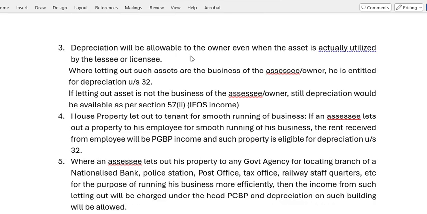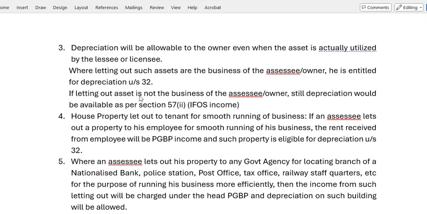Depreciation will be allowed to the owner even when the asset is actually utilized by a lessee or licensee. The asset may be used by a lessee or maybe a licensee, even then the depreciation will be allowed to the owner. Where letting out such assets is the business of the assessee or owner, he is entitled to depreciation under section 32. The owner is entitled to depreciation.